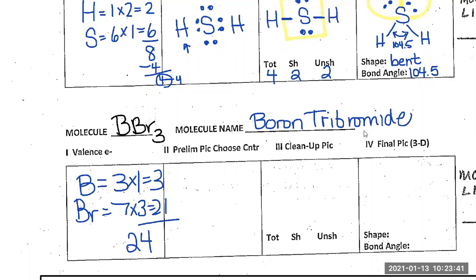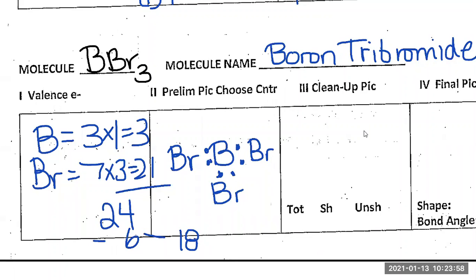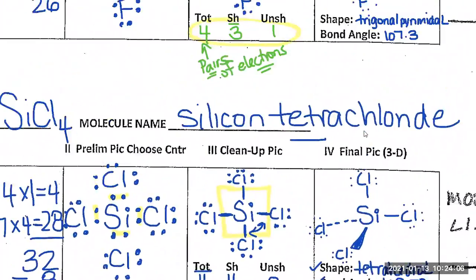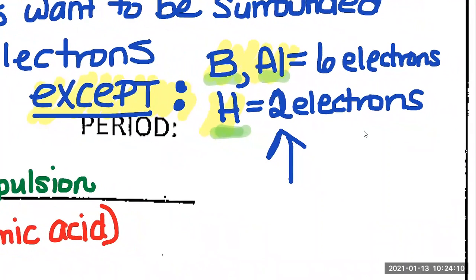3 bromines. Preliminary picture. All right, let's put our boron in the middle, our bromines around it. All right, connect our bromines to our boron with dots. 2, 4, 6. Take away 6. We now need to put in 18 more dots. Now here's where people make the mistake. There's an exception here. Remember our exceptions. Let's go back up to the top. I would write them down when you take a test. Make a note. These are exceptions.